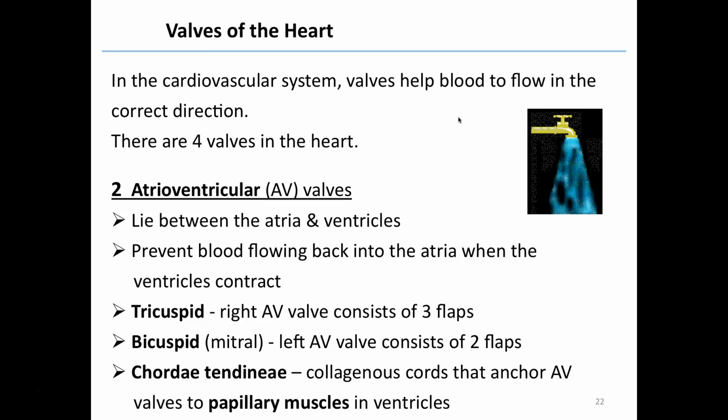There are two valves in the heart that are called atrioventricular valves, or AV valves. As the name suggests, these valves lie between the atrium and the ventricles. So the name gives a clear description as to their location within the heart. They are important to prevent blood from flowing back into the atria when the ventricles are contracting.